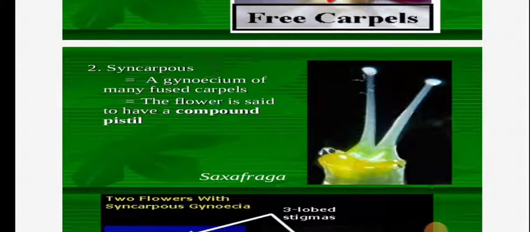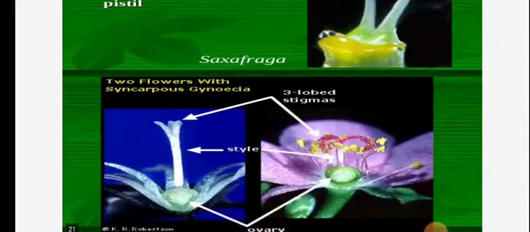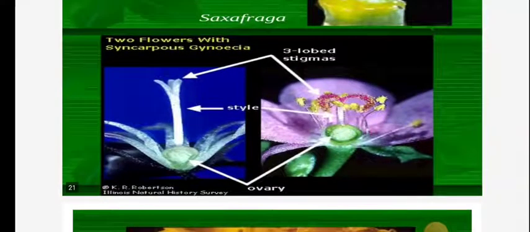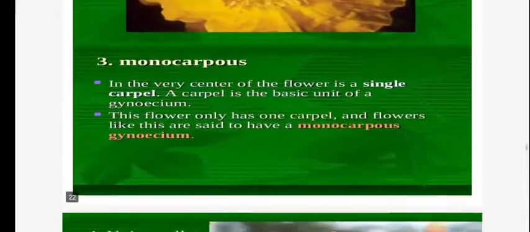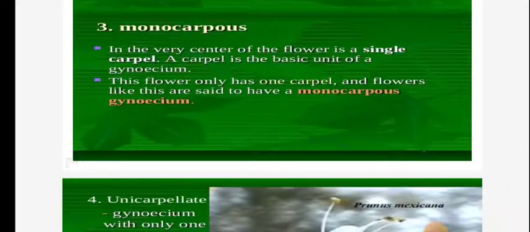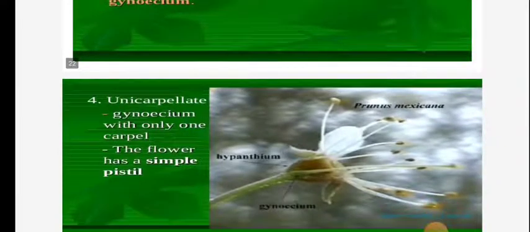Saxifraga is a good example, or other examples are there. Here there are two, bilocular. So two carpels are fused but the ovary is observed as one. Then next there is monocarpous, single. Generally carpels are commonly seen in some of this condition, right? Monocarpous. So it shows the basal or the marginal, in basal placentation, right?